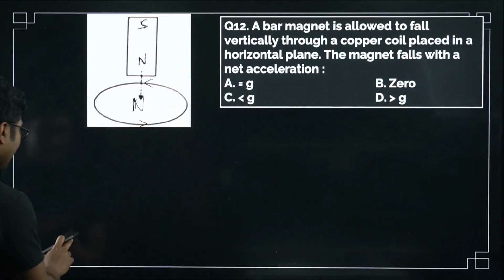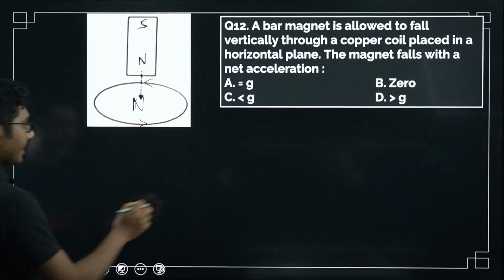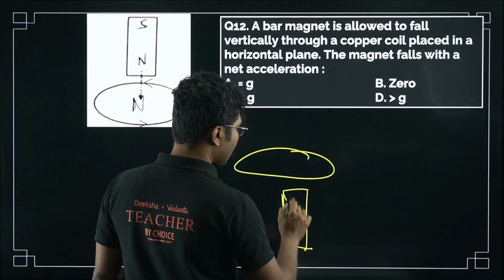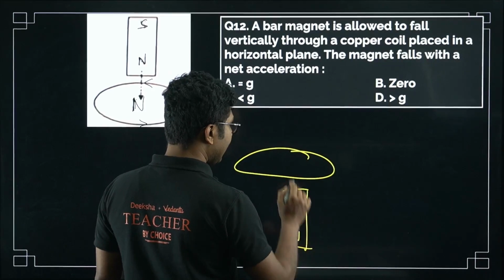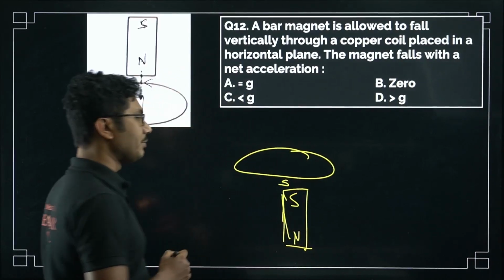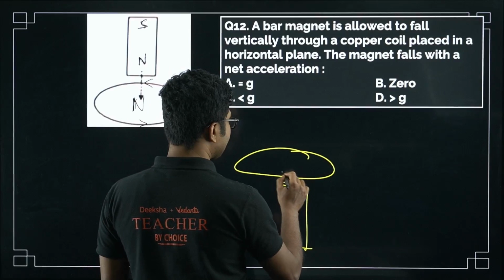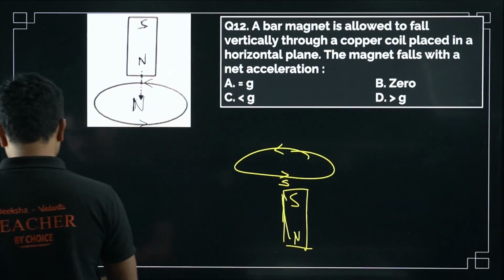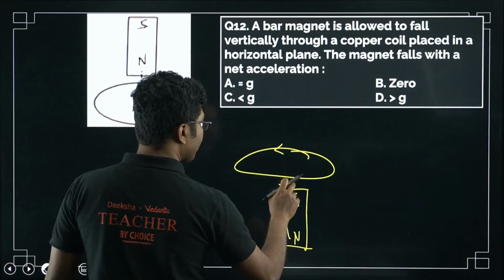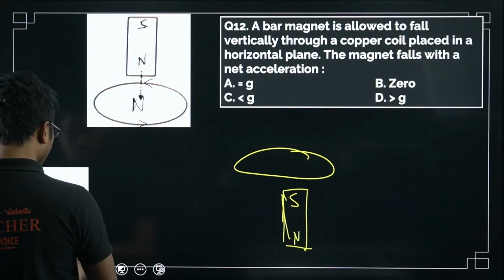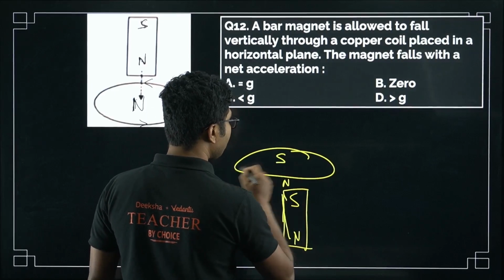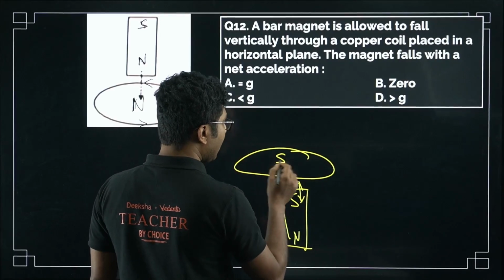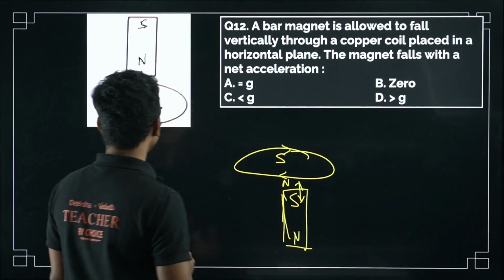each other. But when the magnet has already fallen through the coil and the south pole is moving away, the induced current will reverse, and the upper side will be a south pole while the opposite side will be a north pole. Why so? Because the magnet's south pole is moving away, and this north and south attract each other. So basically the current will be in this direction now.